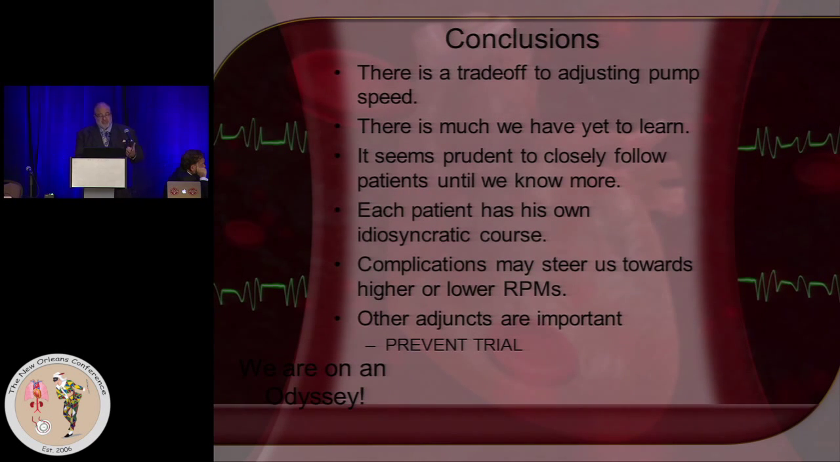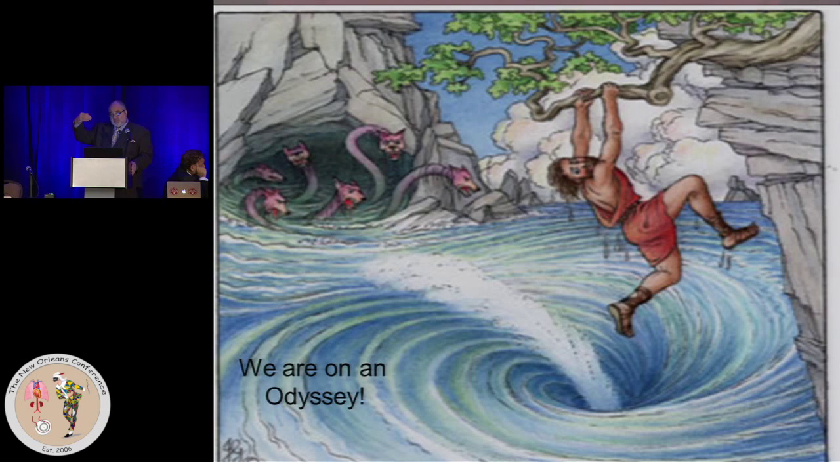So in conclusion, there is a trade-off to adjusting pump speed. There is much we have yet to learn. It seems prudent to closely follow patients until we know more. Each patient has his own idiosyncratic course. Complications may steer us towards higher or lower RPMs, and other adjuncts are important. The PREVENT trial, now being recruited by Thoratec for the HeartMate-2, has certain standardized protocols that they use to see if we can reduce the complication rates that are based on the LVAD RPMs, predominantly related to pump thrombosis.